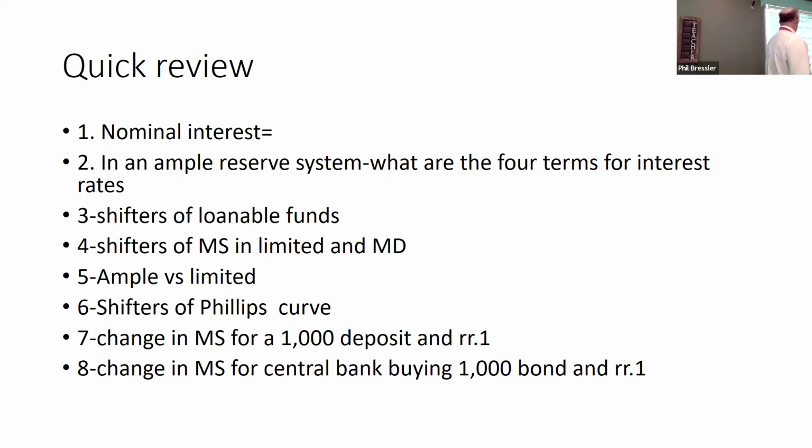Number 5 is asking about the graphs. Ample means we have more supply of money, so if the Fed puts money in or out, it's not going to change anything, because the interest rates would stay the same. When we're limited, we don't have that much, so when the Fed puts money in or takes it out, it changes the interest rates.